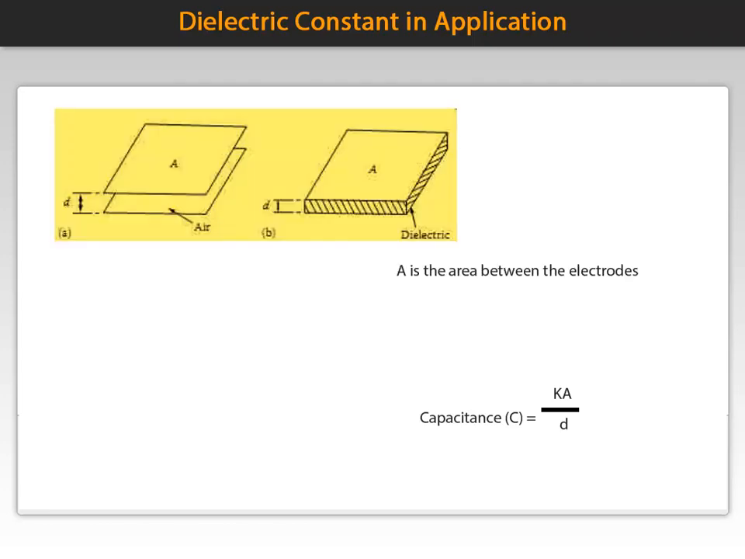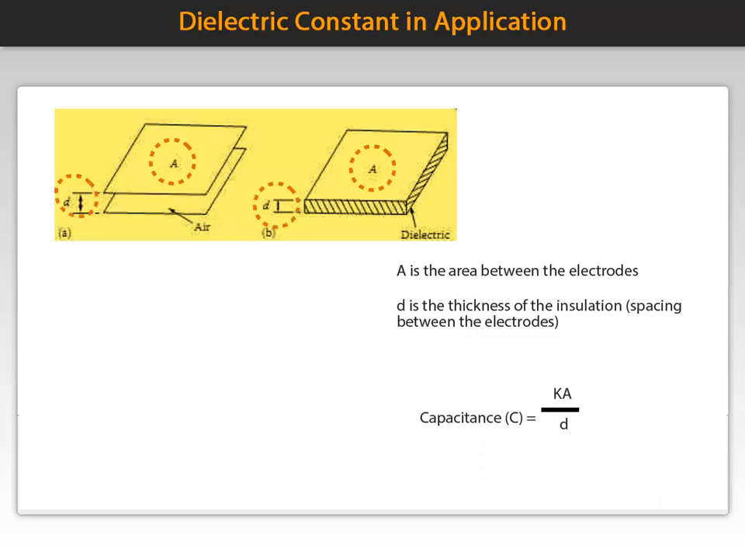Capacitance can be calculated by the following formula. C equals KA divided by D, where A is the area between the electrodes, D is the thickness of the insulation or the spacing between the electrodes, and K is the dielectric constant of the insulation or air. The dielectric constant K of air is practically unity, and the dielectric constant of the other insulation materials is defined in terms of air or vacuum.